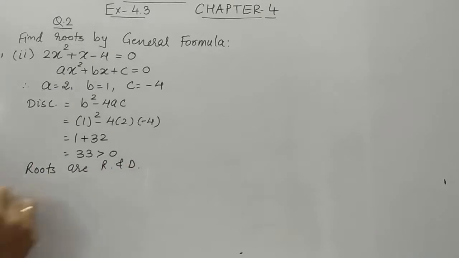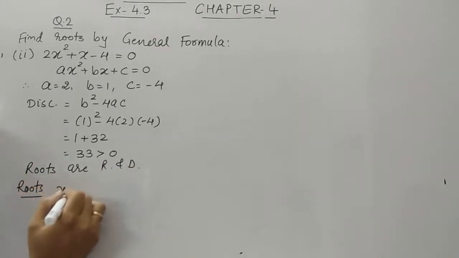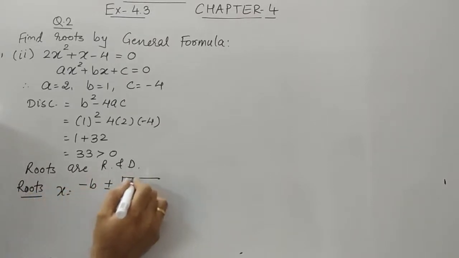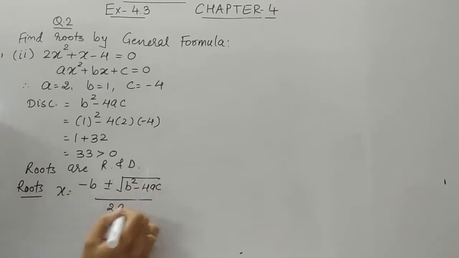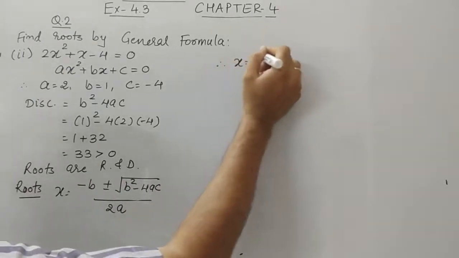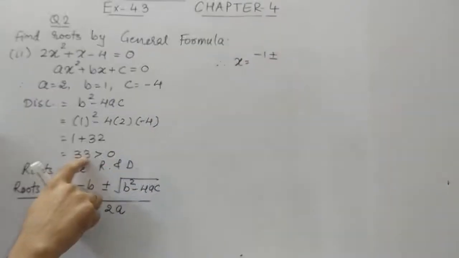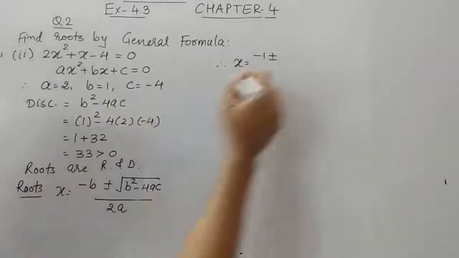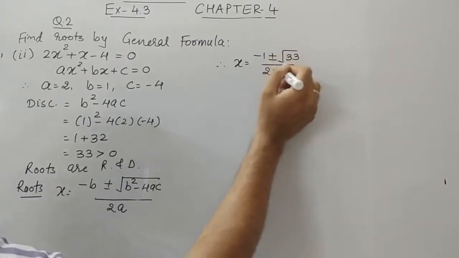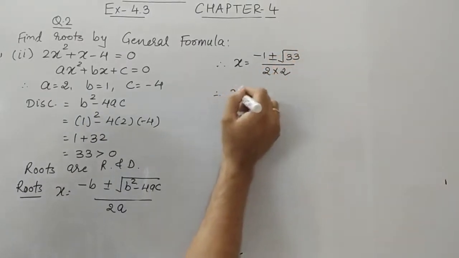So now let's find the roots. Again with that method, there are two possible roots. x is minus b plus or minus root b square minus 4ac upon 2a. Let us substitute the values in the formula. x equals minus b, that is minus 1, plus or minus the square root of b square minus 4ac, so square root of 33, upon 2 into a. So there are two possible answers.